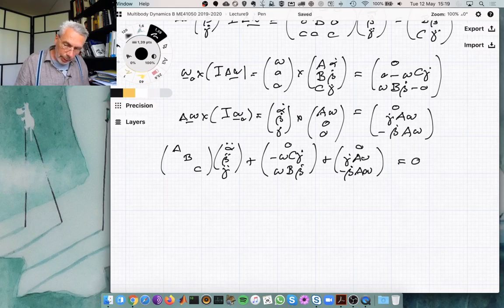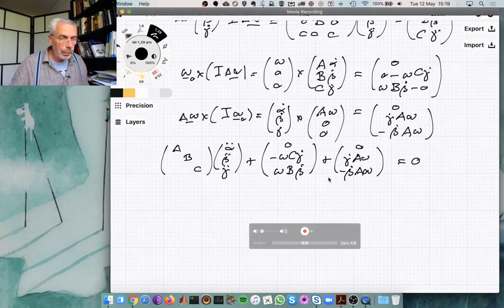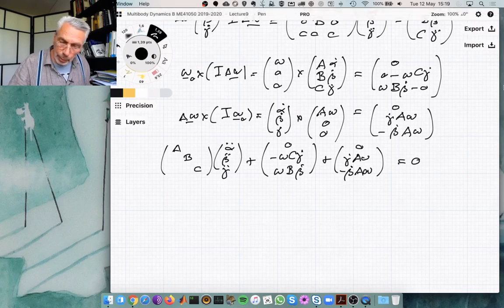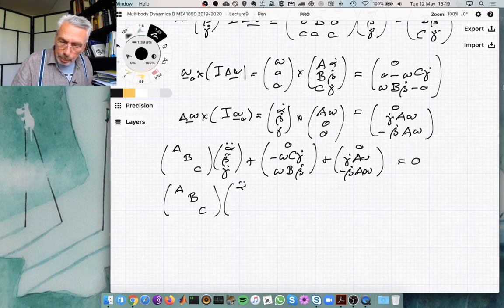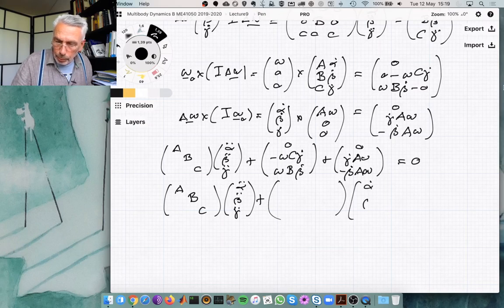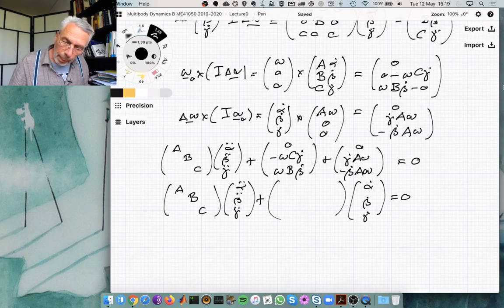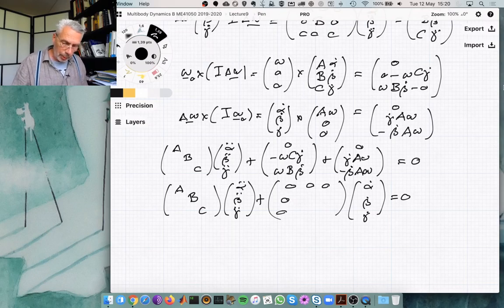Now I'm going to reorder a little bit because it's interesting that everything is, of course, linear in this alpha dot and beta. Oh, there is not even an alpha dot, right? It's only gamma dot and beta dot. So I can write these two vectors as a matrix multiplication in terms of alpha dot, beta dot, and gamma dot. So I rewrite that as A, B, C, alpha double dot, beta double dot, gamma double dot, plus a matrix times alpha dot, beta dot, gamma dot equals 0. Now the first part, that's clear, that's all zeros, right? And moreover, there is no alpha dot in the equation, so this also goes away.